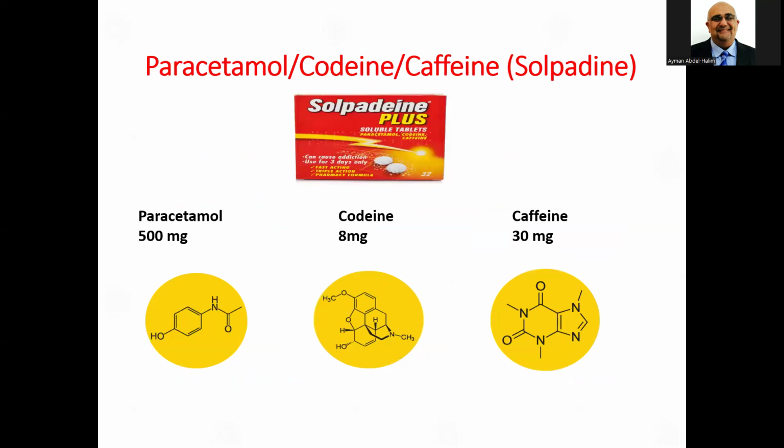Paracetamol. So again, as I said, paracetamol is an NSAID, but we keep it as a separate entity because it has very different properties than the rest of the NSAIDs. So I'm just giving you an example here of a drug called Solpadeine. Solpadeine basically constitutes three drugs together: paracetamol with codeine and caffeine. A very commonly used drug for basically non-cancer pain.